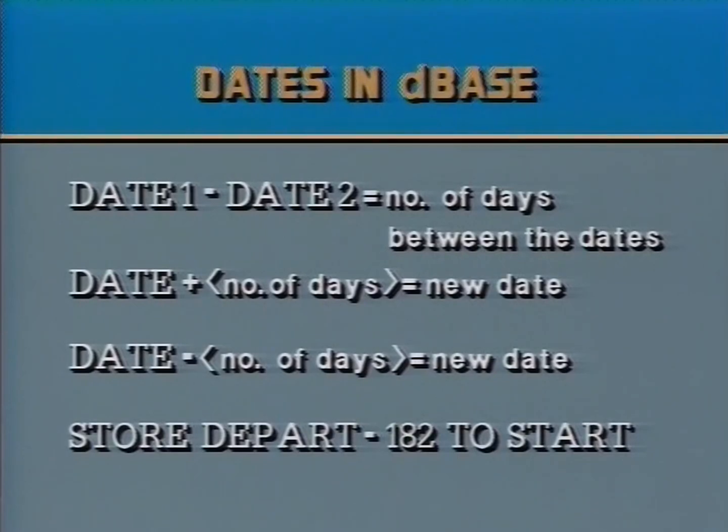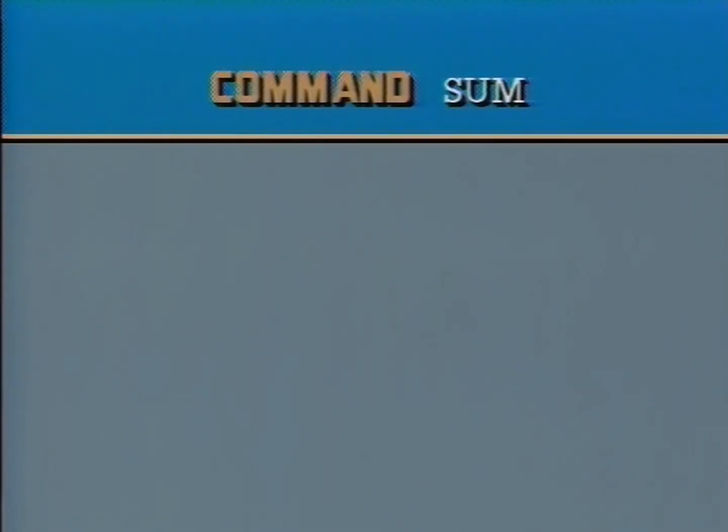So when George subtracted the number of days in 6 months from the last starting date, this characteristic allowed him to store the result in a new memory variable called start. From then on, all of the commands used the memory variable start as the date.